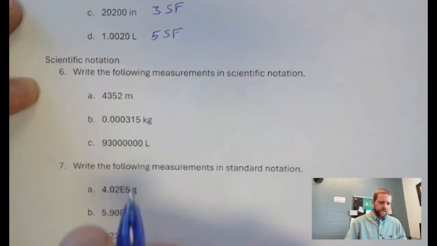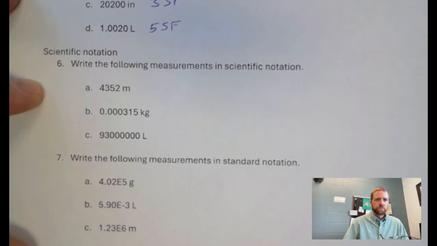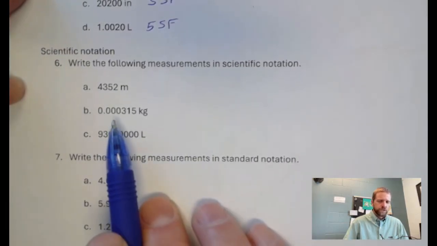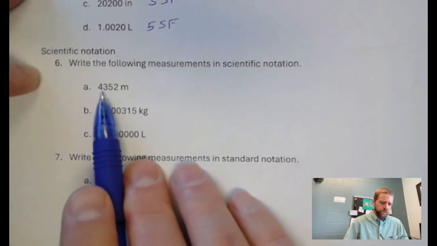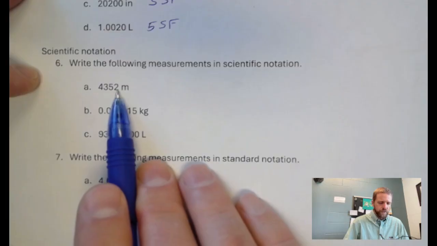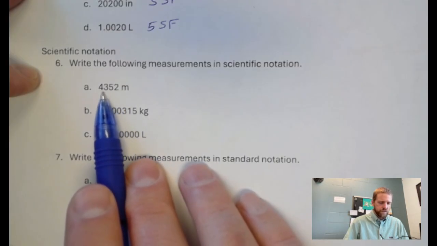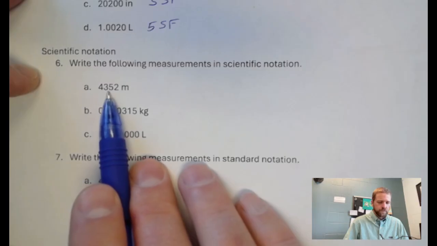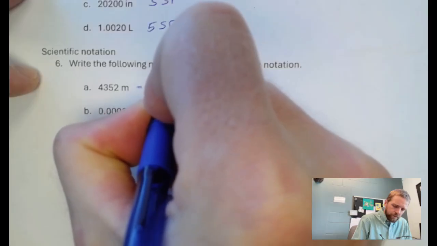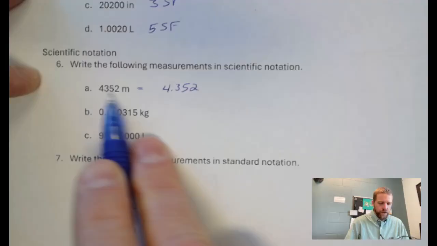All right, this last set is just a little bit of practice in writing measurements in scientific notation. So remember, with scientific notation, we're looking to move the decimal to the location after the first non-zero number. So we want to take the decimal here and move it 3 spaces to the left so that I have 4.352. Okay, so I'm going to go ahead and write that out.